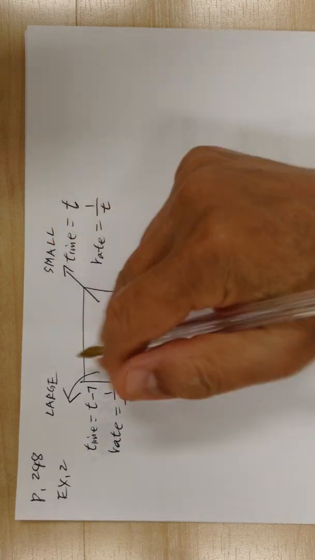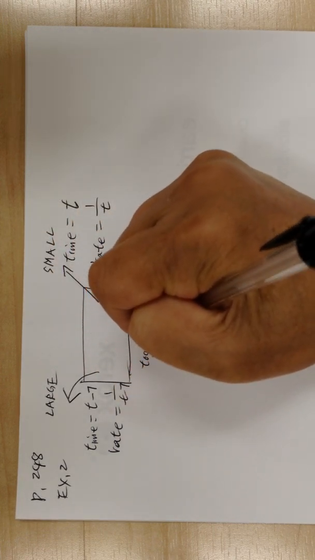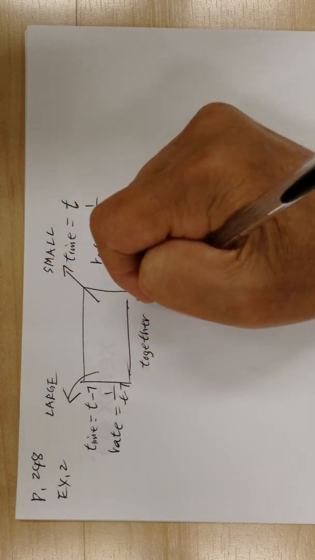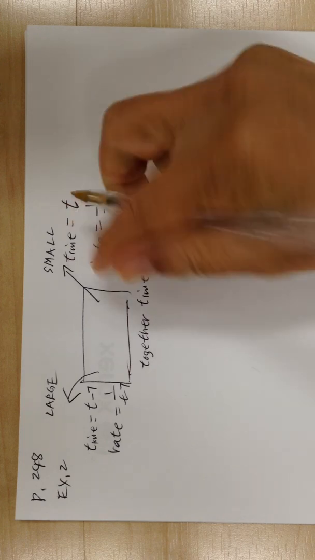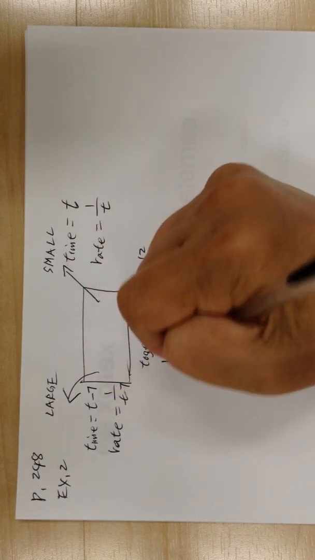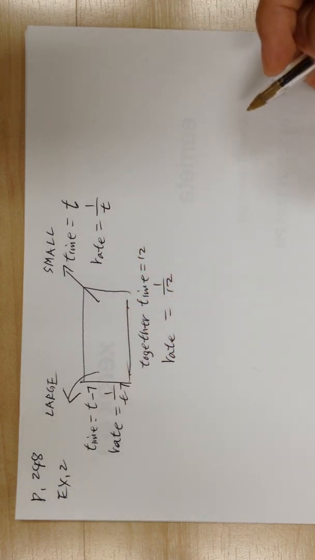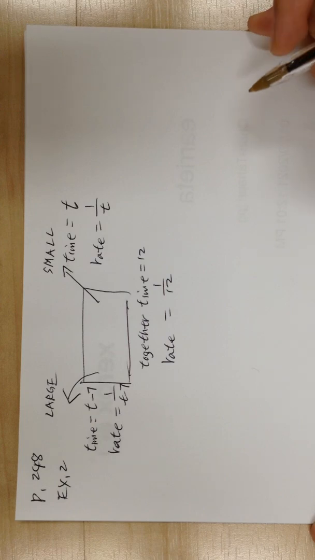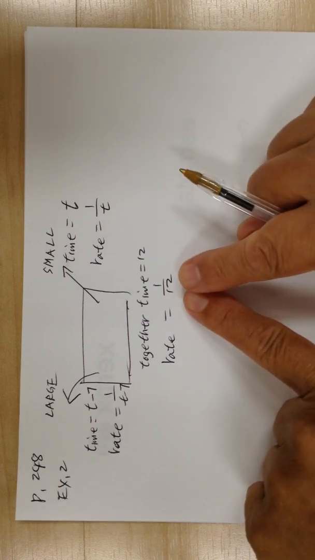Okay? And all together, time equals 12 hours. So if both are working, it will take 12 hours. That means the rate together equals 1 over 12. Okay? So now you're ready to write your equation. Your equation would be, they're going to work together for 12 hours.